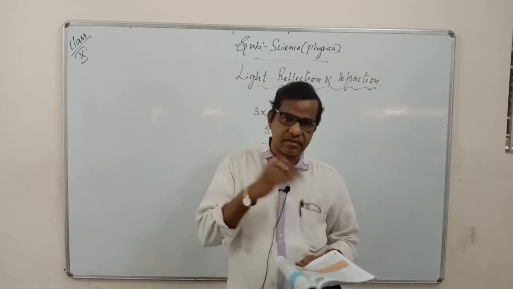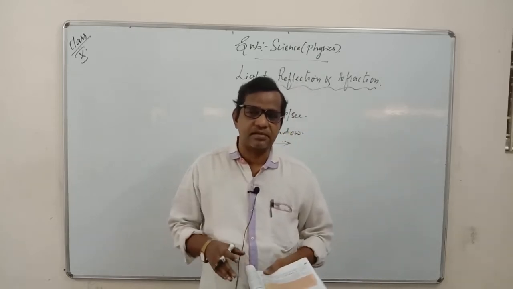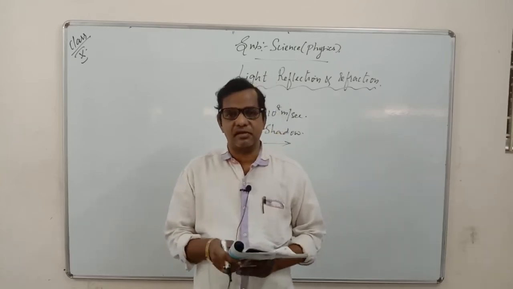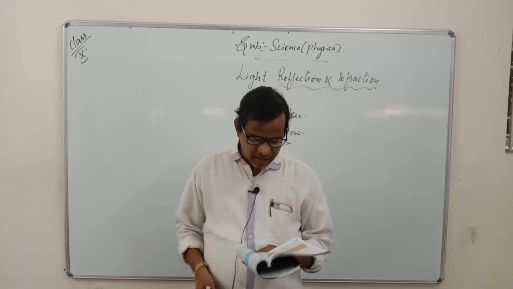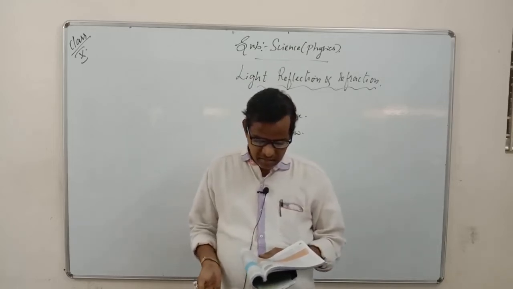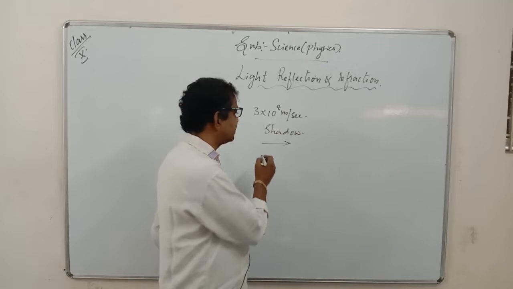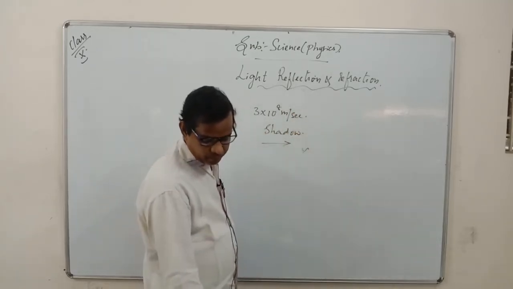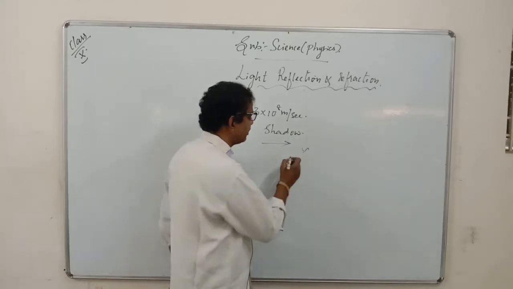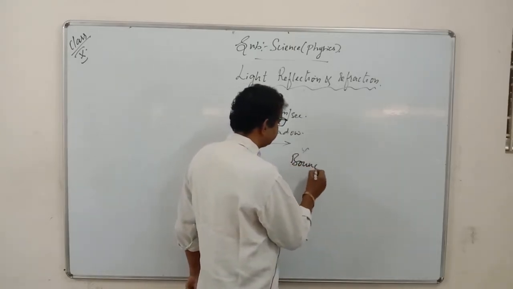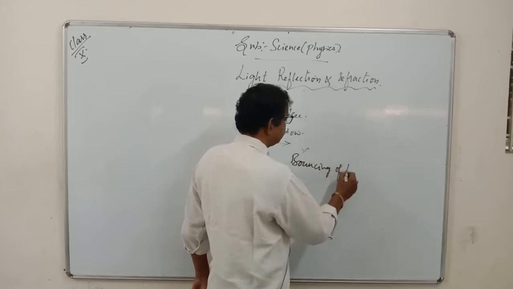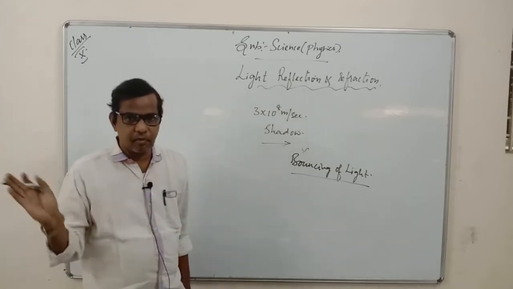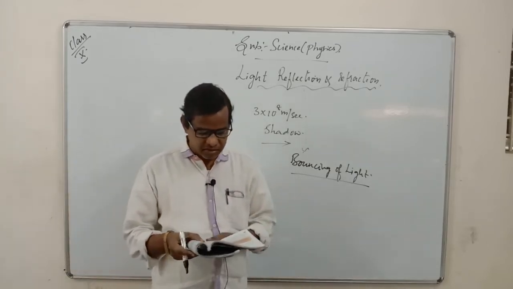So what are spherical mirrors? I will tell you. How many types of mirrors are there? That will also be covered. First, let us see reflection of light. What do you mean by reflection of light? I told you, reflection means nothing but bouncing of light. Reflection means when light bounces back, then we call it the reflection of light.